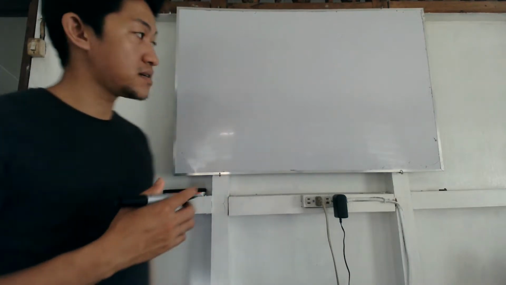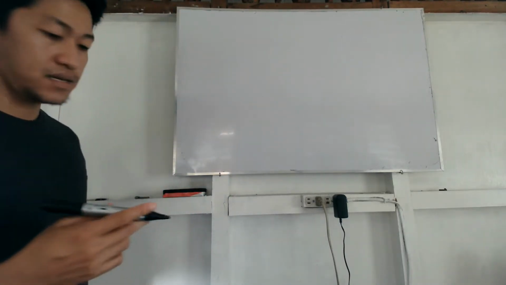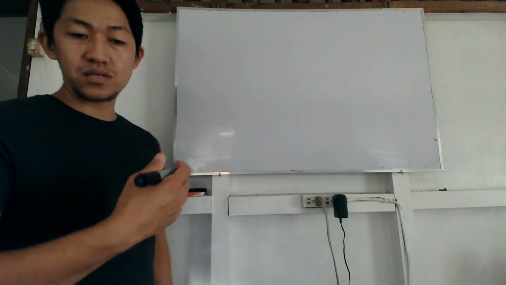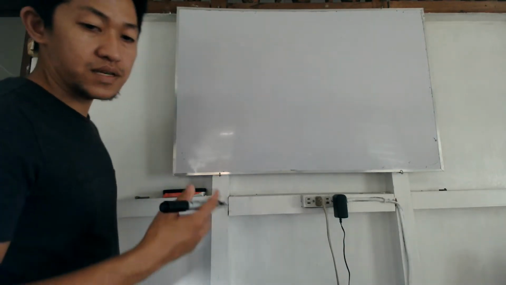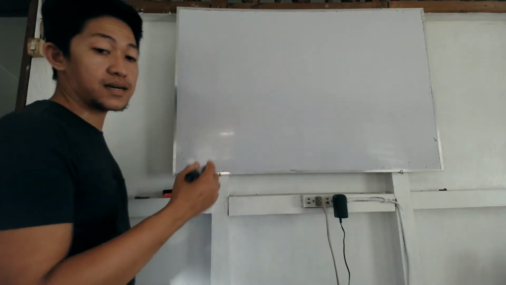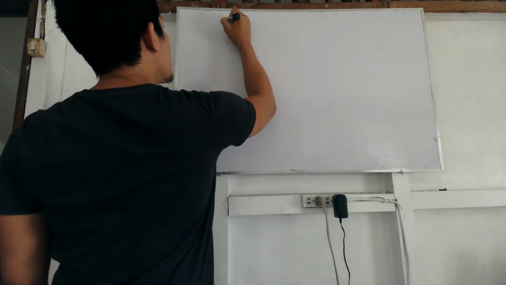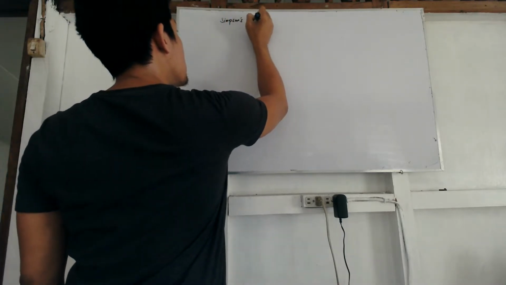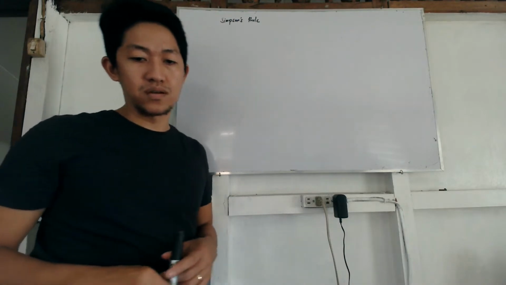Today's lecture, we're still on the topic of integration, and specifically, we have used the Newton-Cotes formulas. So another form of the Newton-Cotes formula is the Simpson's rule. So what is the Simpson's rule?